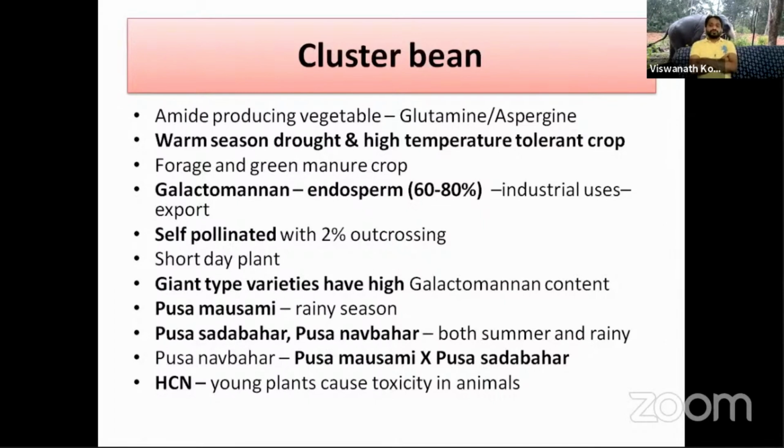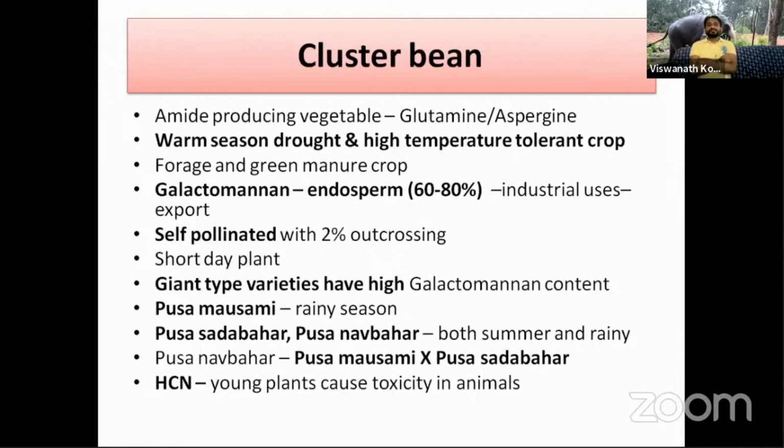So this cluster bean is an industrial crop. The endosperm of the seeds has 60 to 80% galactomannan, and it is a self-pollinated crop. And the cluster bean is a short day plant, French bean is day neutral, pea is day neutral. The runner bean, Phaseolus coccineus, is a long day plant. So you write all these things in one page. You make your own notes so that it is easy to remember.